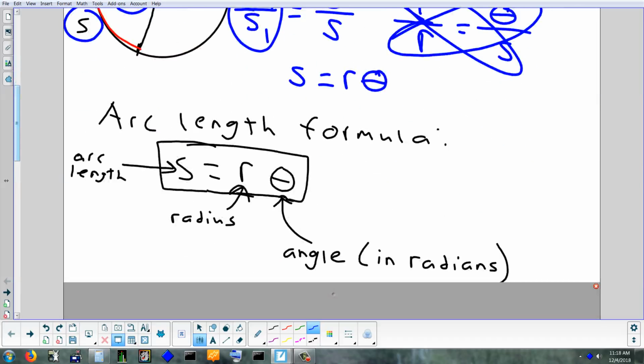Okay, so there's 3 things in the formula, and the way it works is they always give you 2 out of 3 of the things. You fill in 2 and solve for the one you're missing. Any questions on the arc length formula? So we're going to use what's in that box on the next few problems.